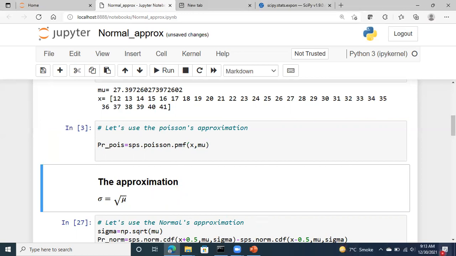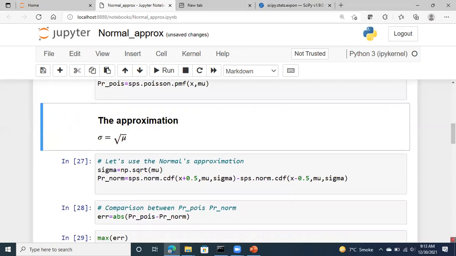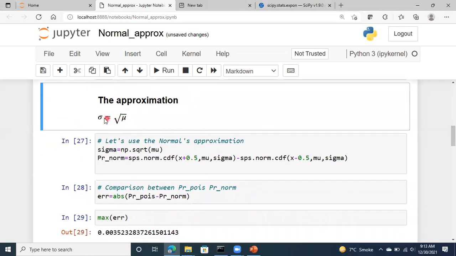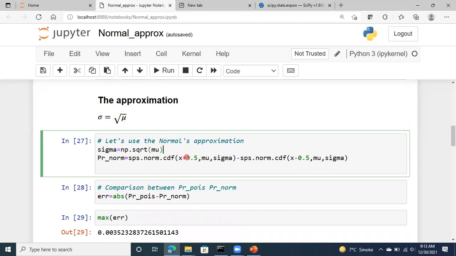Now, for this problem, we can also use the normal approximation. In the normal approximation, we can use the same mu value and we can define sigma as the square root of mu. We know that the normal distribution is a distinct distribution with a distinct value of sigma, not defined in this fashion. Now here is the normal approximation. I have defined the sigma value as the square root of mu.